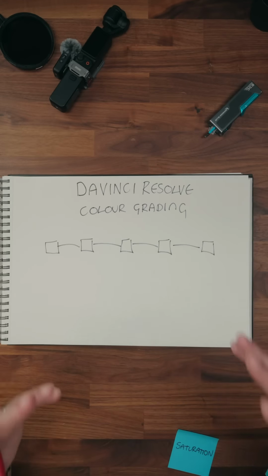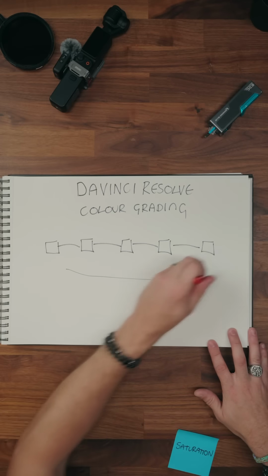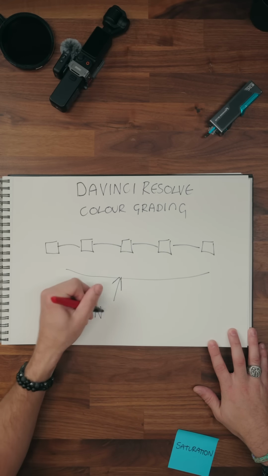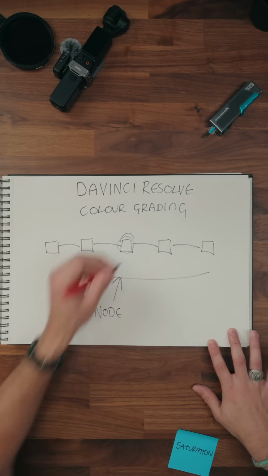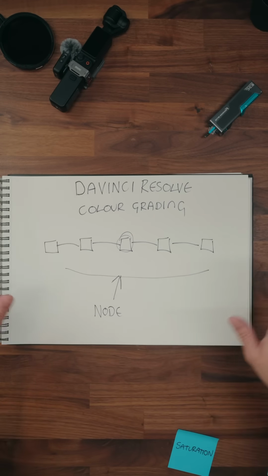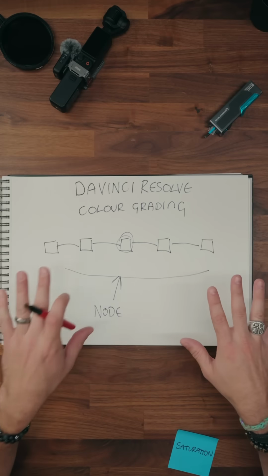If you want to learn to color grade in DaVinci Resolve, but you're not too sure about the nodes and how they work, think of it like this instead. This is called your node tree, and these little things here are called your nodes. But when you first see that, it can get really confusing as to why it's done like that. So instead, think of it like this.